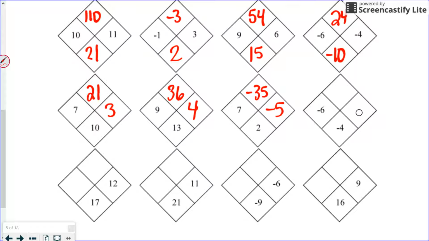Negative 6 plus what gives me negative 4? That would be 2. Negative 6 times 2 would be negative 12. Over here, 5 plus 12 would be 17. 5 times 12 is 60. 10 plus 11 would be 21. 10 times 11 is 110.